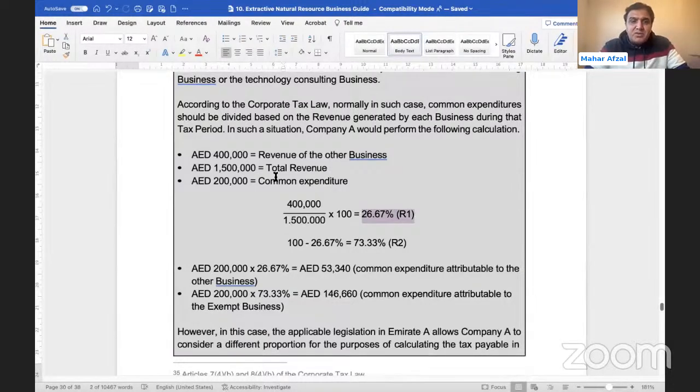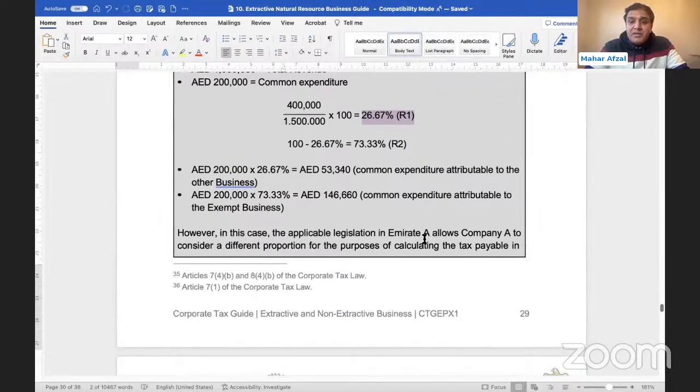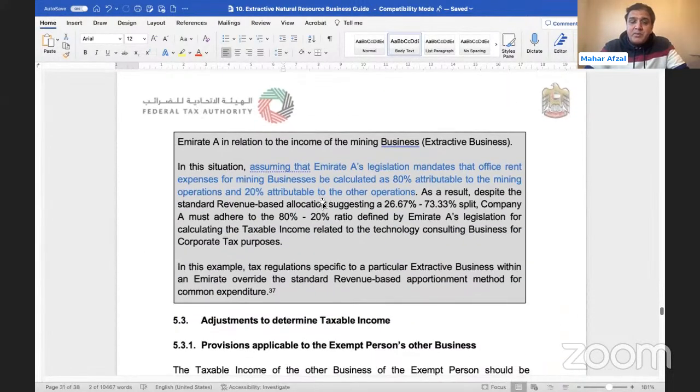26.67% is the other business, 200,000. This portion of the revenue will be considered allowable expenses. The remaining will not be allowable expenses. But they said, however, in the same applicable legislation, the Emirates allow the company to consider a different portion for the purpose of calculating taxable profit. Assuming that Emirates legislation mandates that the office rent needs to be apportioned 80% attributable to mining and 20% to the other businesses. So this is the Emirates apportionment method, and it will override the revenue apportionment method.